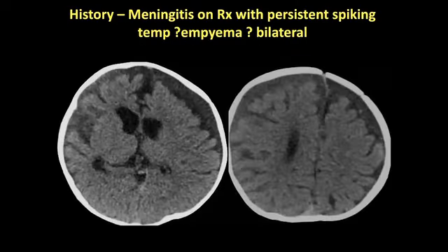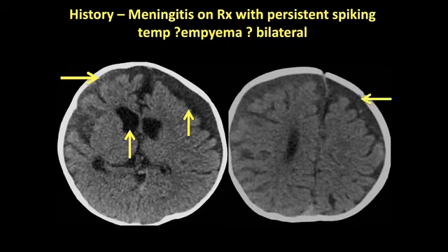And here is another patient. So this is a meningitis on treatment with persistent spiking temperatures. We're asked, is there an empyema? And in this case, given the appearance of the scan, is it bilateral? Well, again, remember I said, look at the density of the CSF and of the subarachnoid space, which you can see here as hypodense. We have got bilateral intermediate density subdurals.